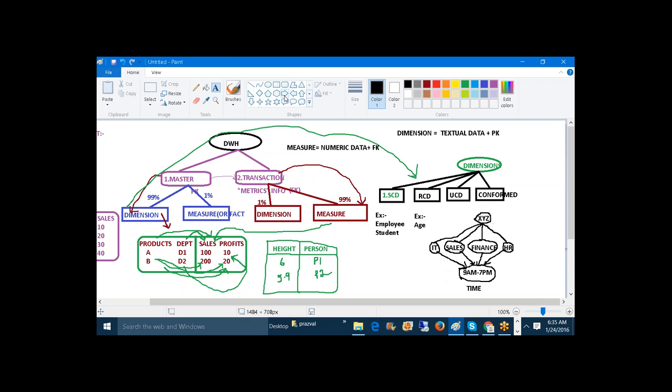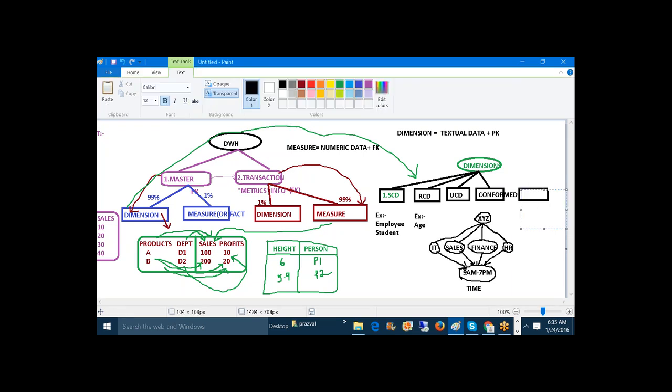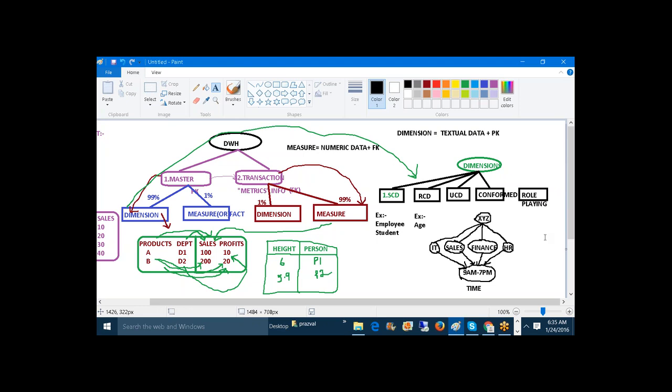So the next type of dimension is role-playing dimension. So what is role-playing dimension? If one dimension is playing multiple roles with a fact or measure, then such a kind of dimension is known as role-playing dimension.